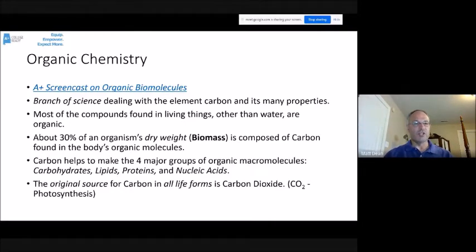The original source for all the carbon in essentially all forms of life is carbon dioxide. Carbon dioxide is not considered organic because it doesn't have carbons connected to carbons or carbons connected to hydrogens. CO2, for example, is the source of carbon for photosynthesis, which ends up being the source of carbon for essentially all other life.